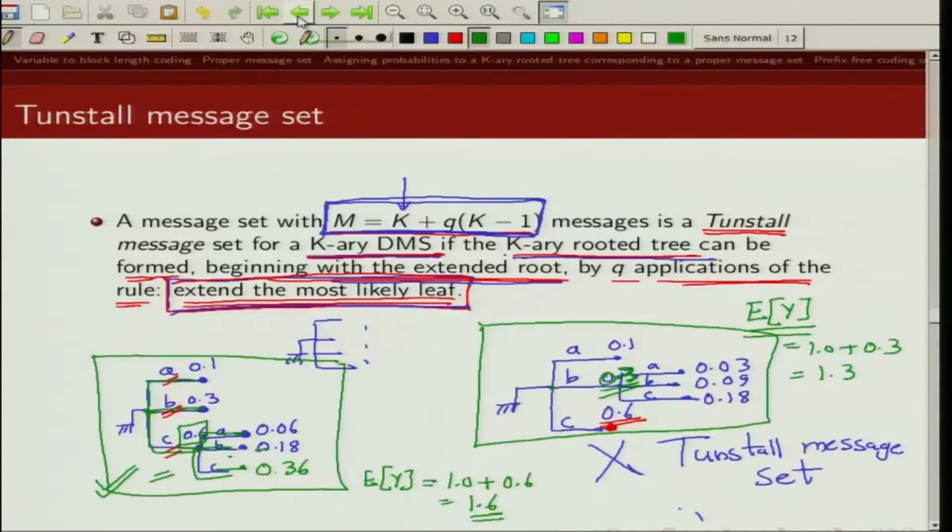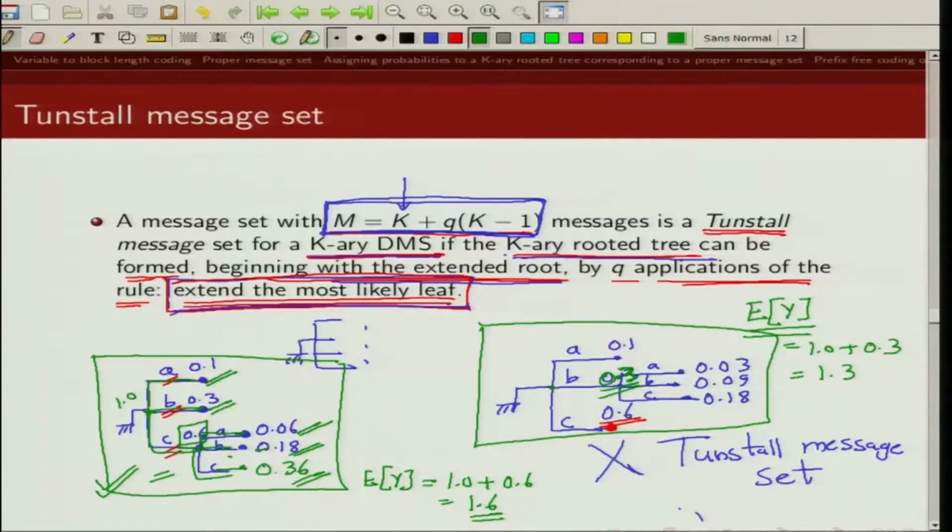You can just take an example here. What is the probability of the leaves here? It's 0.1, 0.3, 0.06, 0.18, 0.36. And what is the probability of the nodes? The probability of nodes is 1 and 0.6, right? You can see the leaf probabilities are less, so the node probability is at least equal to the leaf probability. So you can see that.